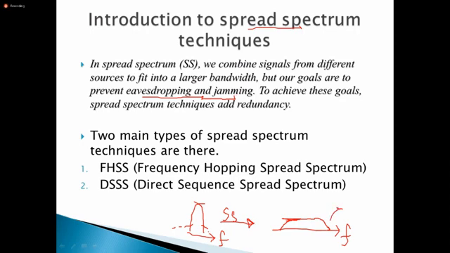Now these are wide band signals. When you spread your narrow band signal in a large range of frequencies, it becomes a wide band signal. So the main purpose of spread spectrum techniques is to provide more security for data transmission or information transmission.